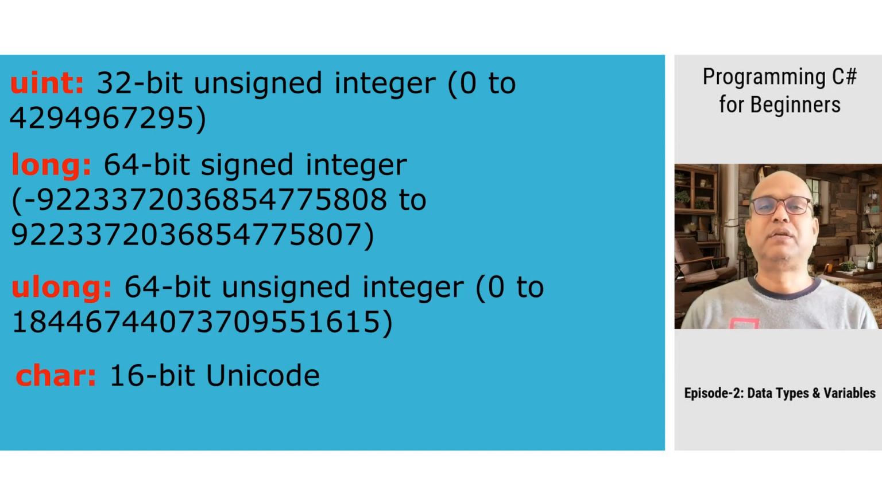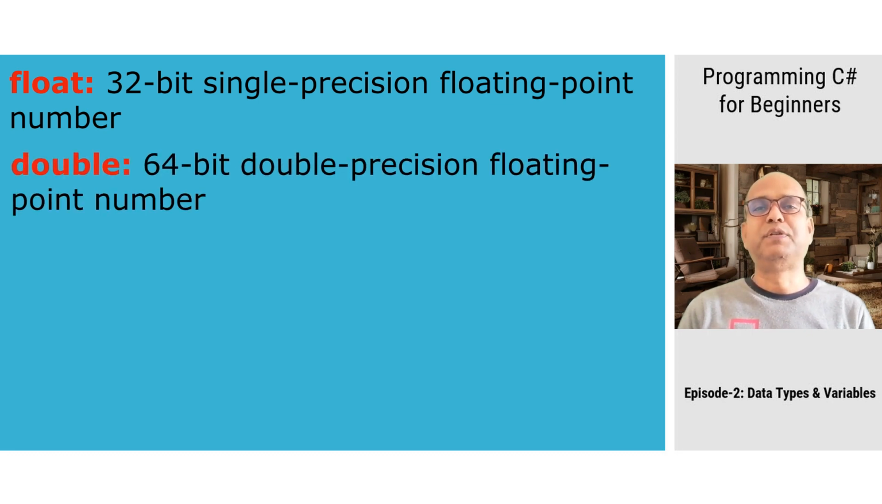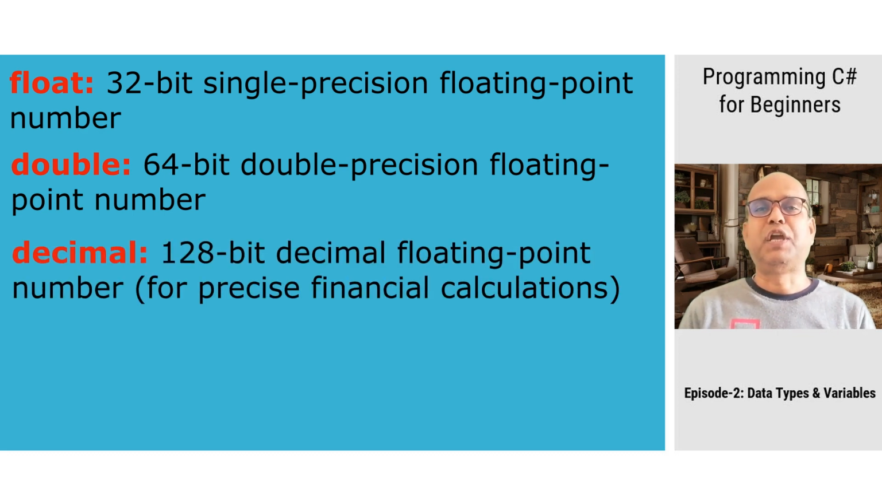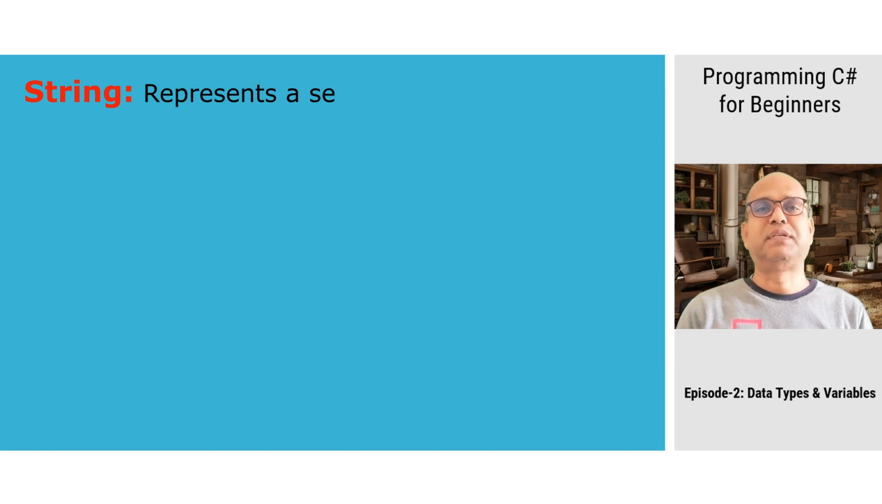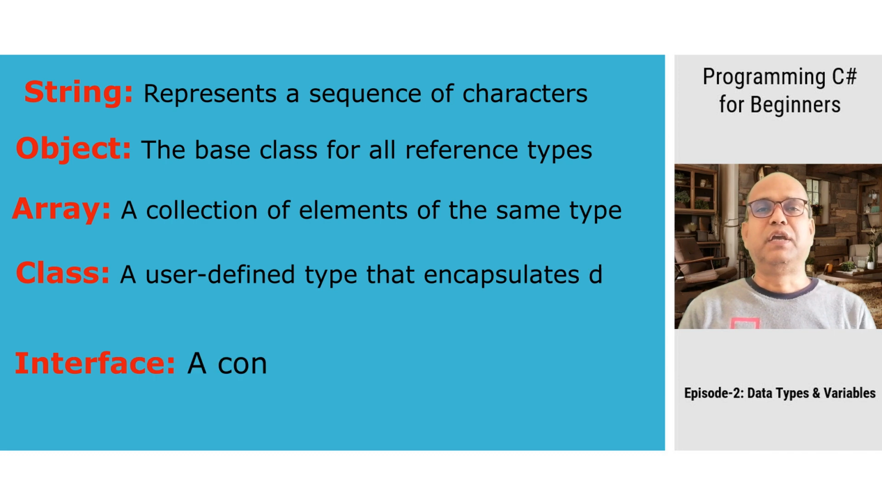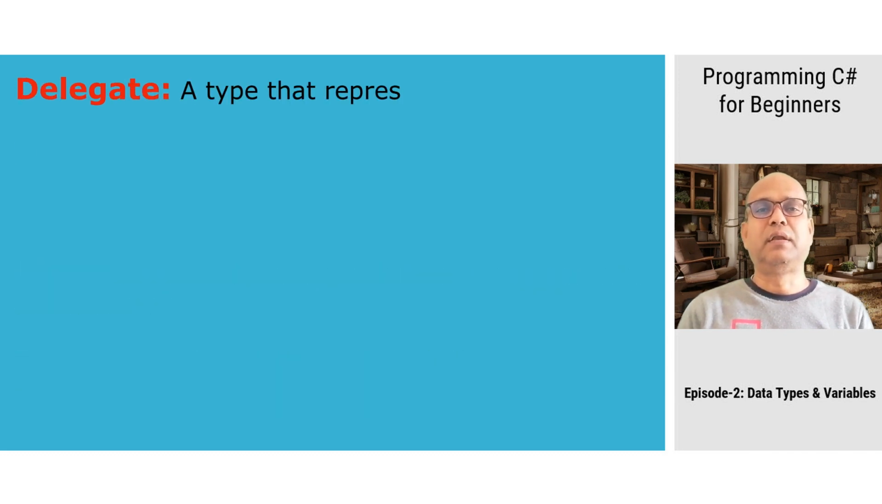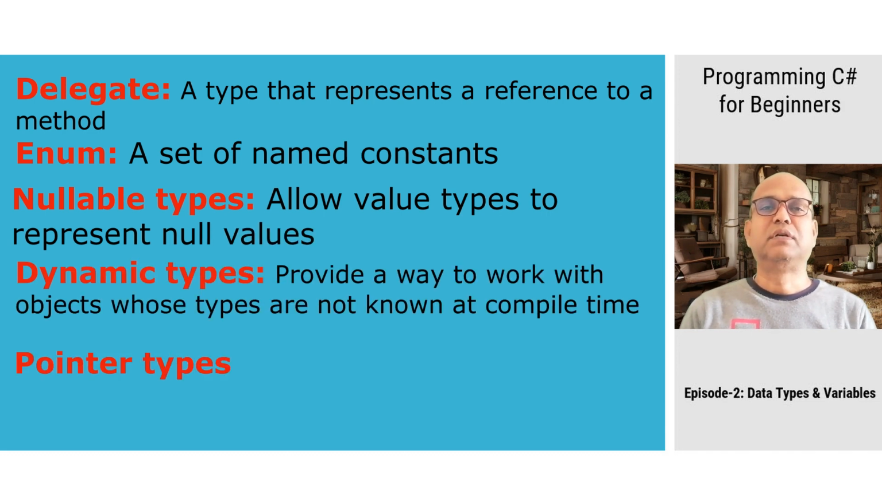Char, 16 bit Unicode character. Floating point types: float, 32 bit single precision floating point number; double, 64 bit double precision floating point number; decimal, 128 bit decimal floating point number. Boolean type: bool represents logical values. Reference types: string, object, array, class, interface, delegates, enum, nullable types, dynamic types, pointer types.